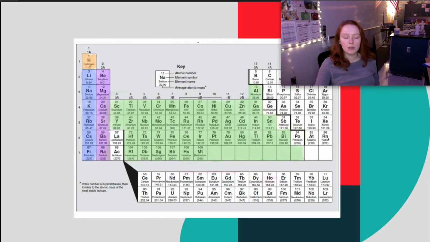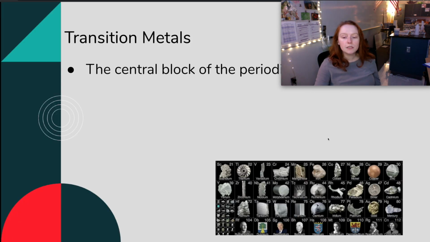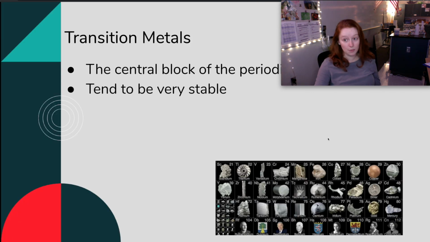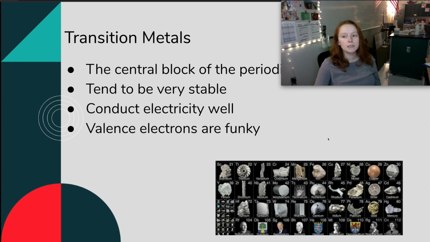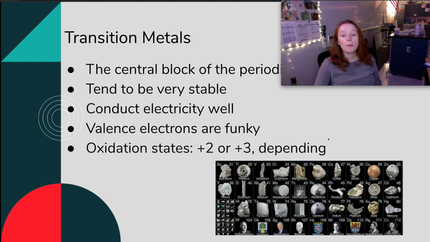This big chunk of green here is the transition metals. And the transition metals are the central block. They are very, very stable, or at least they tend to be. And they conduct electricity very, very well. They have valence electrons that act kind of strange. I'm not going to make you guys memorize the valence electrons, nor am I going to talk about the oxidation numbers at this time.